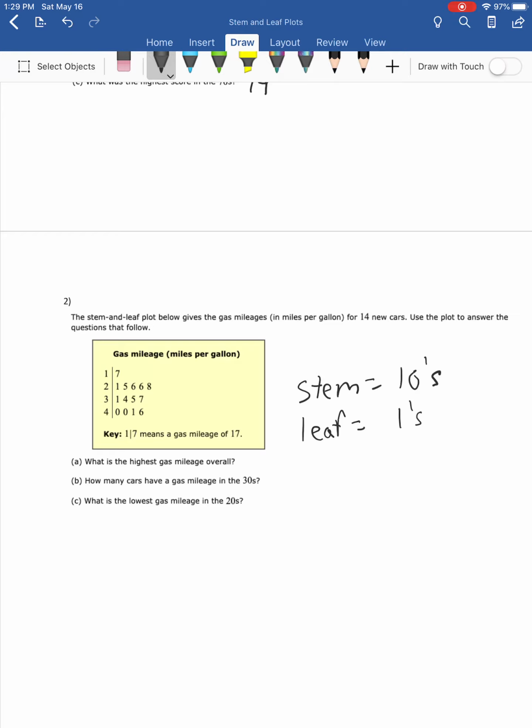The highest gas mileage overall, so we're looking for the highest stem is 4, and the highest leaf within that stem is 6, so that's going to be a gas mileage of 46. How many cars have a gas mileage in the 30s? So we're looking for a stem of 3, that's over here, and there are 4 different cars within that stem. What is the lowest gas mileage in the 20s? So we're going to go to the stem of 2, and there are 5 cars that get mileages in the 20s. The lowest gas mileage in the 20s is going to be 21.